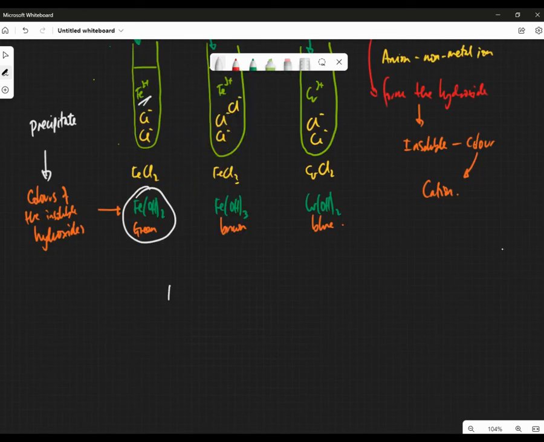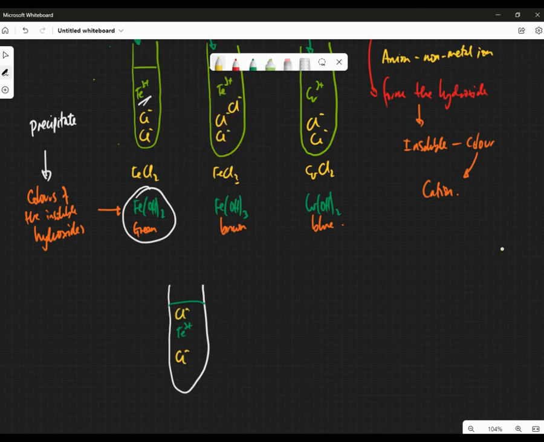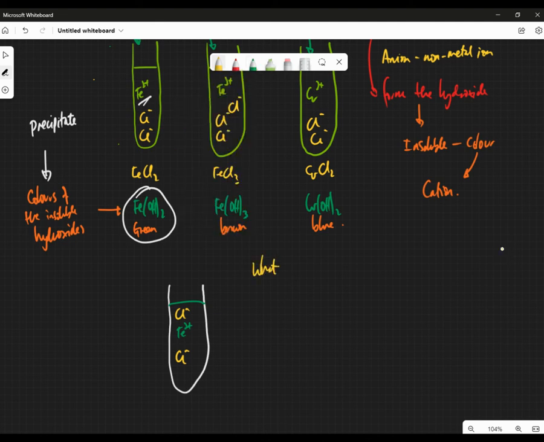Let's pretend we've got the same solution here. In this case, I've got Fe2+ ions, all right? And why not put my chloride ions there as well, just to make it the same as the above. Now, when I add ammonia, what happens? What happens with the addition of ammonia?